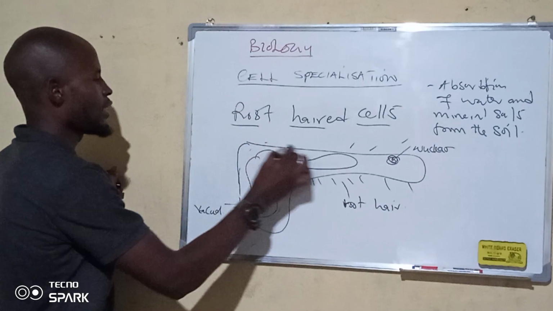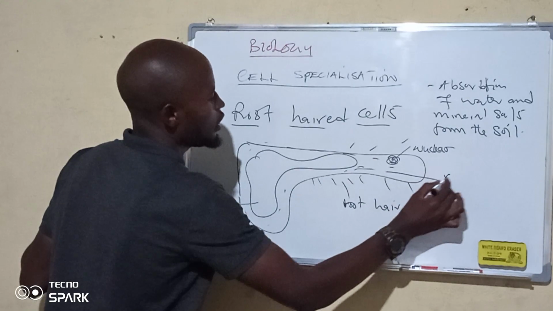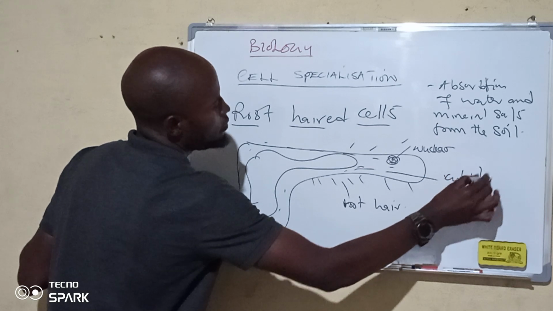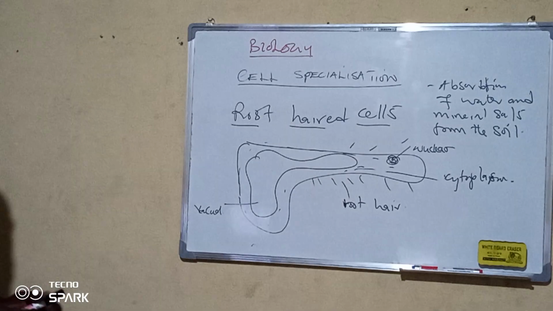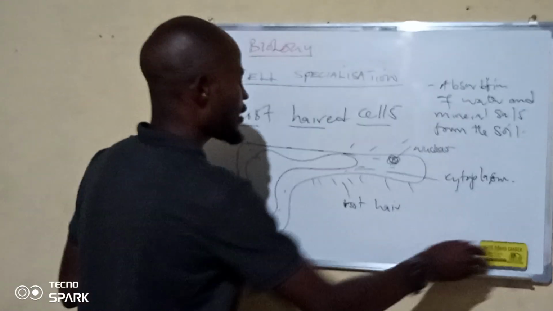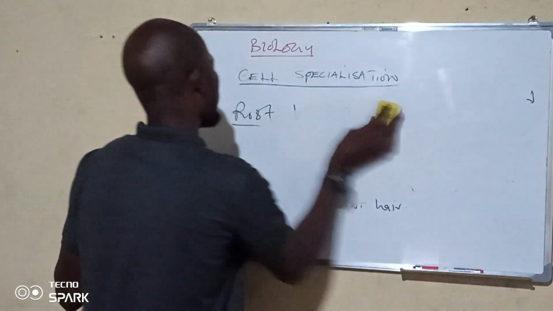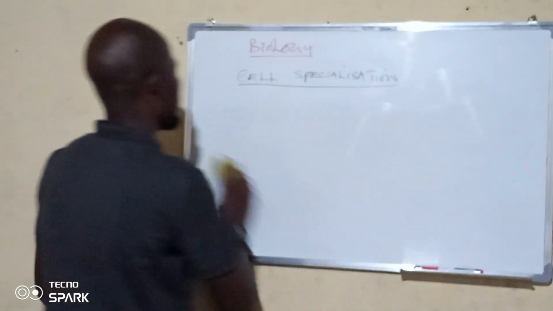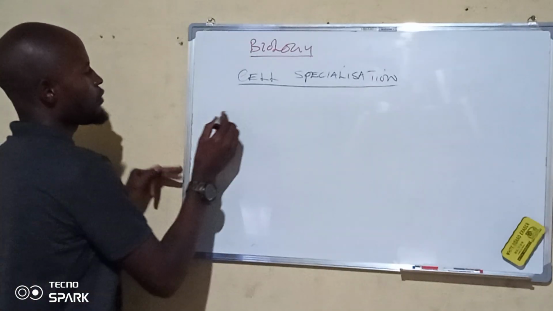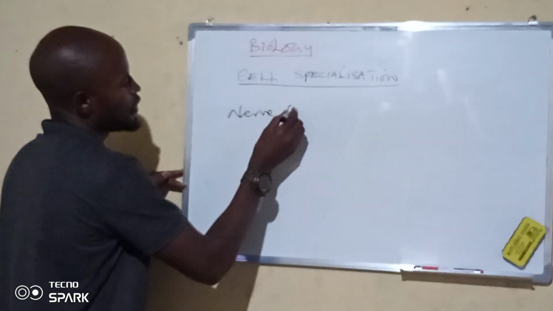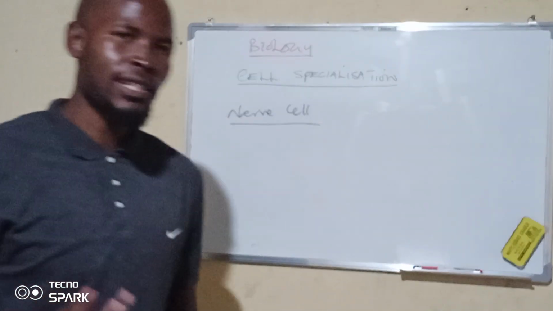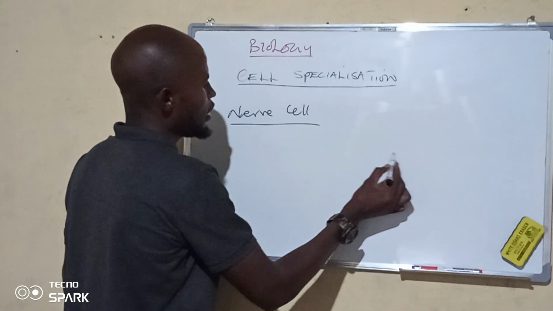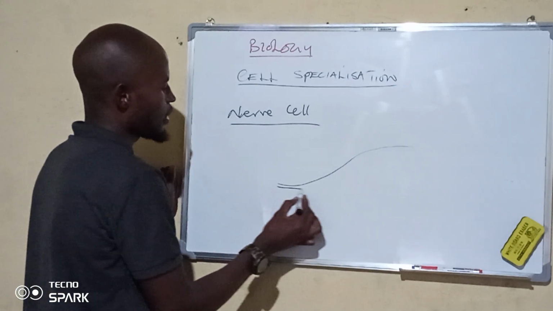Then this part is the cytoplasm. So, away from the root hair cell, let us look at another specialized cell, which is the nerve cell. As we know, the nervous system is responsible for transporting electrical impulses. So this is how the nerve cell looks.